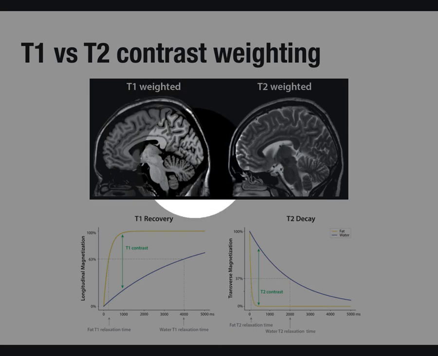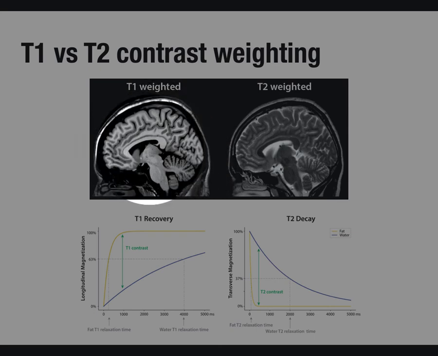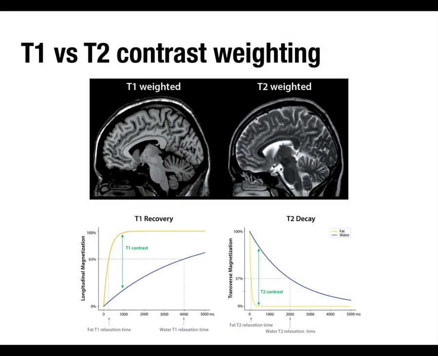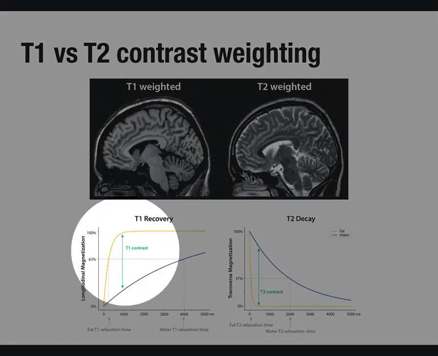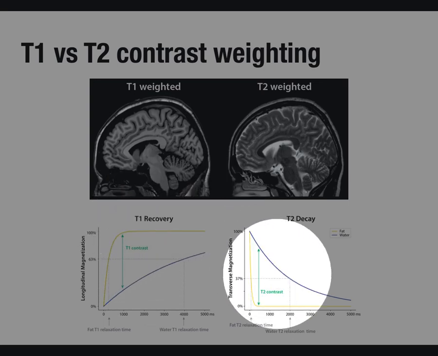So the T1 is the one that I've been describing so far, and that's the typical anatomical image that you'll see from MRI, where white matter is bright, so fat is bright, water is dark, so CSF is dark, right? And that lines up with fat, the yellow curve being the higher one here. So in T1 contrast, we get the brightest signal from fat and the darkest signal from water. In a T2 weighted image, it's the opposite, so water actually gives us the brightest signal.